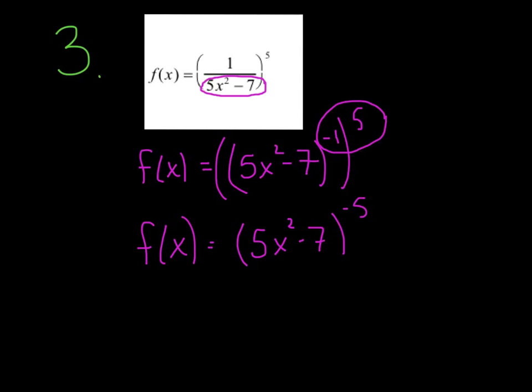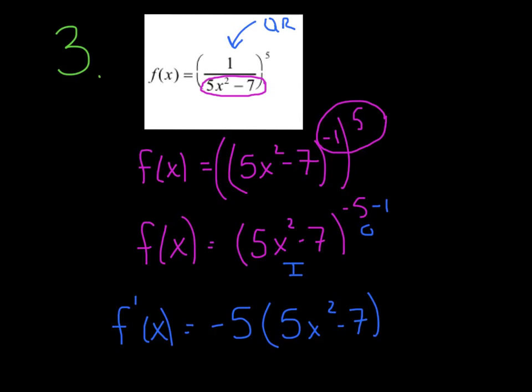Now I can easily take the derivative and I can avoid quotient rule here. So I have an inside and an outside. Derivative of f of x is f prime of x. Remember, derivative of the outside, keep the inside. My outside happens to be a power, so I'm going to go power rule. Negative 5, keep the inside.